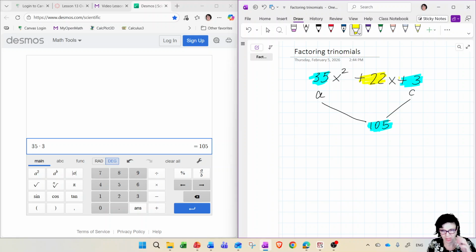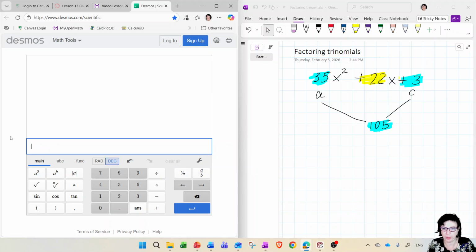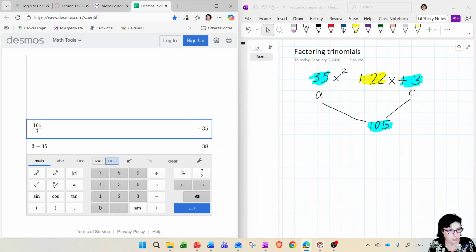However, let's check this out. Can we find two numbers that would multiply to 105 and add to 22? Those two numbers should be positive because everything here is positive. Start with 2, that doesn't work. 3 does work. It's 3 and 35, but when we add them up, we don't get 22. How about 4? Nope. 5, yes. 5 plus 21 is 26, that doesn't work. 6, no. 7, no. Actually 7, yes. 7 plus 15 is 22. So we found two numbers, and those are 7 and 15.